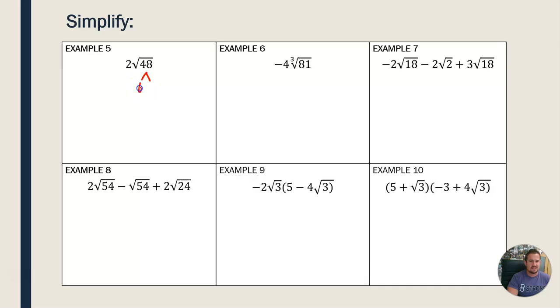48 is, let's see, 6 times 8. 6 is 2 times 3. 8 is 2 times 4. And 4 is 2 times 2. And if you've had me in class before, you know that I like to use what I call the number prison analogy. So here are all the factors of 48 broken down into their prime factors. So I have 2 times 2 times 2 times 2 times 3.